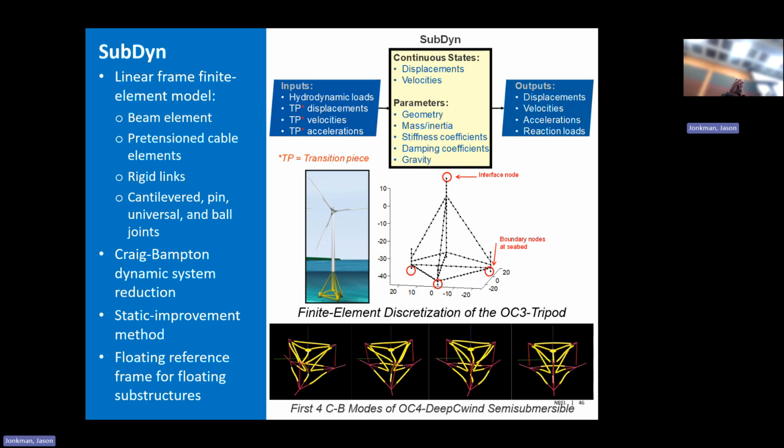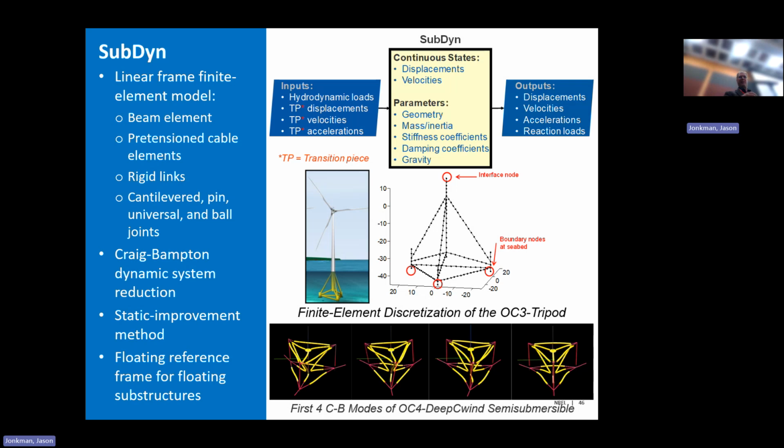Because this substructure tends to be fairly strong, it has modes, but they tend to be fairly high frequency, and displacements tend to be quite small. We think for this kind of formulation, a linear finite element model for the beam model is sufficient. And so SubDyn is a fully linear model. It's beam elements. You can have pre-tension cable elements as well.